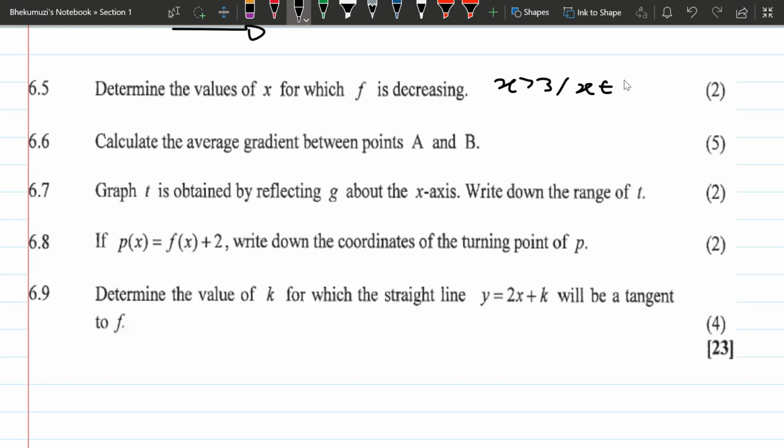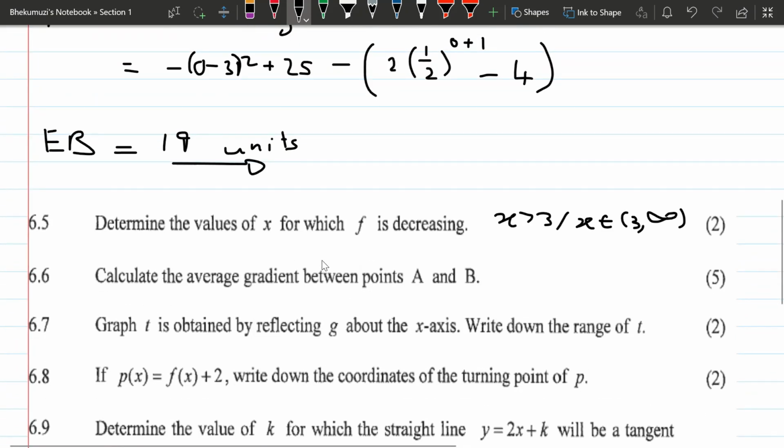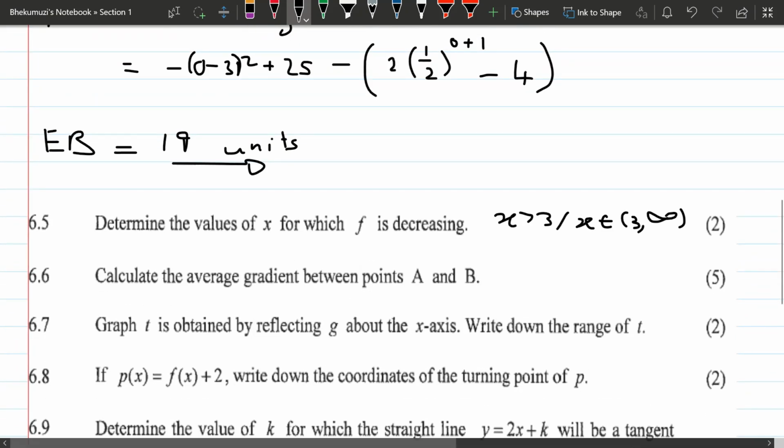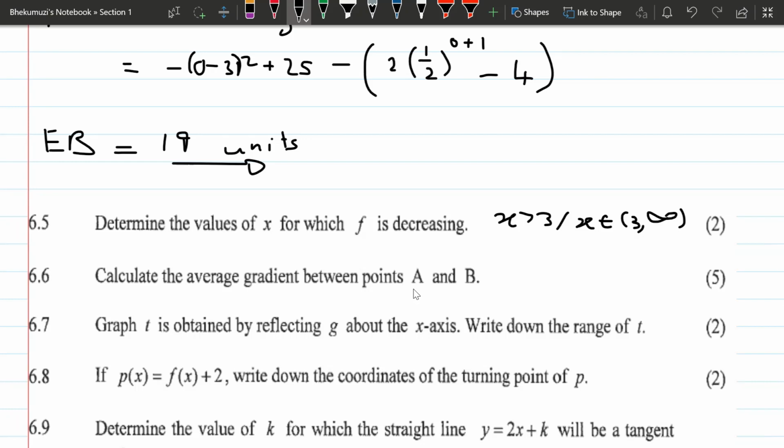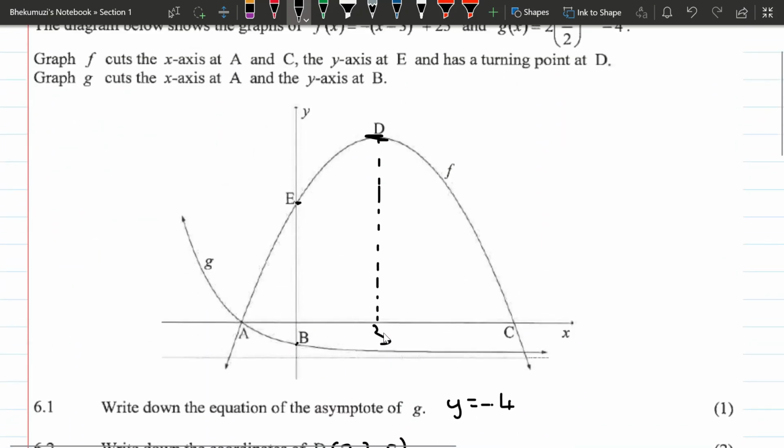And then we can also write it in interval notation, where you would say it's an open bracket for 3, because we're not including it, and also for infinity, because we don't know what the value of infinity is. And then 6.6 says calculate the average gradient between points A and B. Now the average gradient between point A and B.